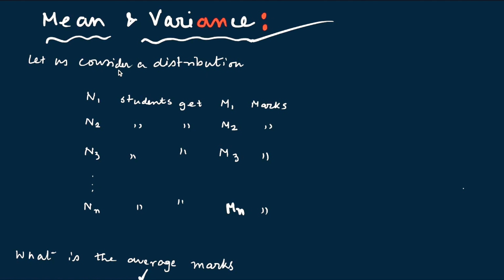The probability distribution function, mainly the discrete one, and how to calculate the mean and variance of any discrete distribution function. And then at the end we will study the famous discrete distribution function, that is the binomial distribution function.